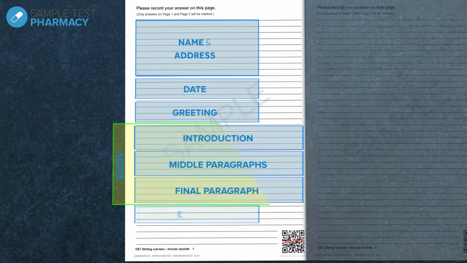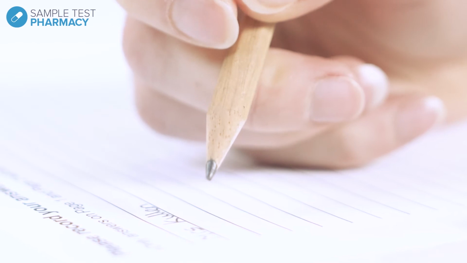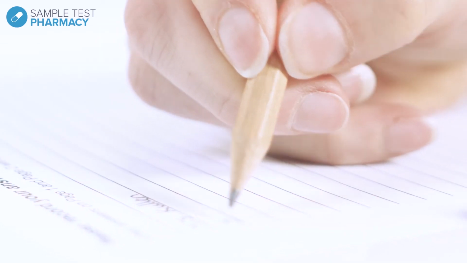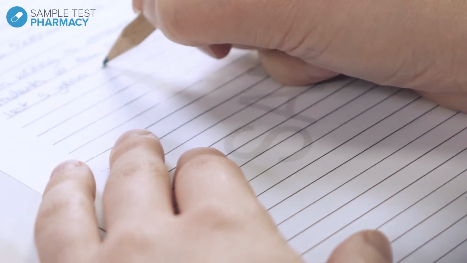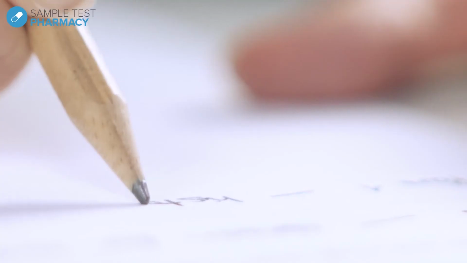Underneath all of this, I will add my ending, Yours sincerely, and finally my job title, Pharmacist. As you write the paragraphs, think about how you will summarize the information. The aim is not to write one case note per sentence. For example, the details about airport security can be combined into 1 or 2 sentences.